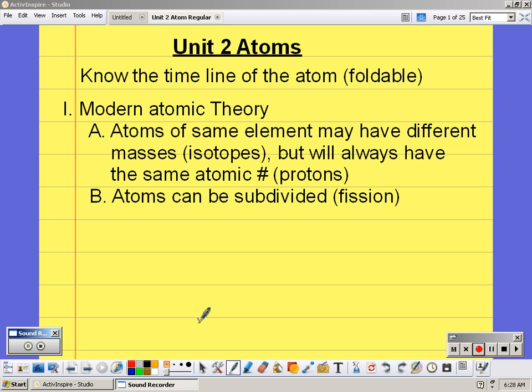So that was his first mistake. His second one was that he said atoms can't be subdivided. We know that they can be subdivided now because of nuclear fission.